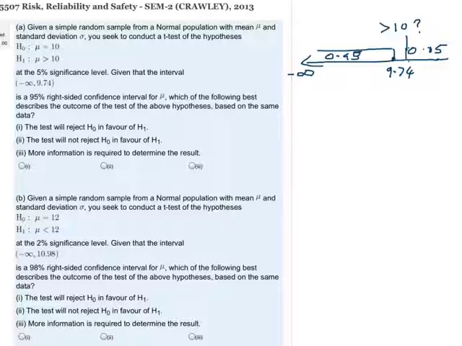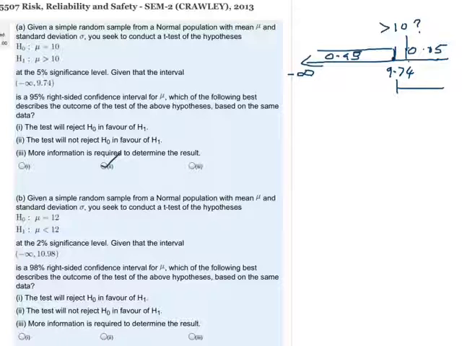There was only a 5% chance that the value was going to be bigger than 9.74. So there's obviously going to be less than a 5% chance that it's greater than 10, because there's only a 5% chance that it's greater than 9.74. We're trying to prove here with 95% certainty that it's greater than 10. Well, obviously we can't do that, because we know there's a 95% chance of it being less than 10. In fact, more than a 95% chance of mu being less than 10. So we will not reject H0 in favour of H1.